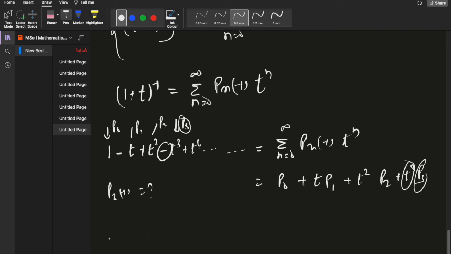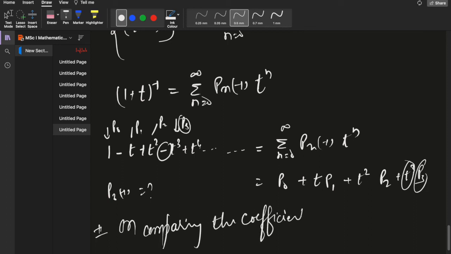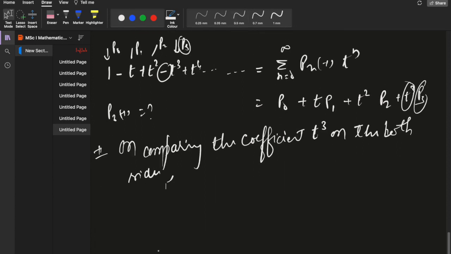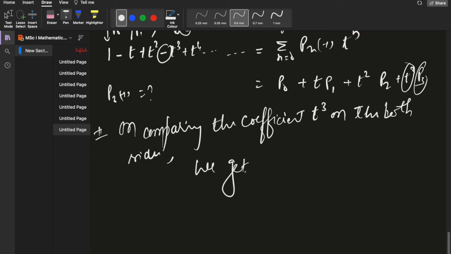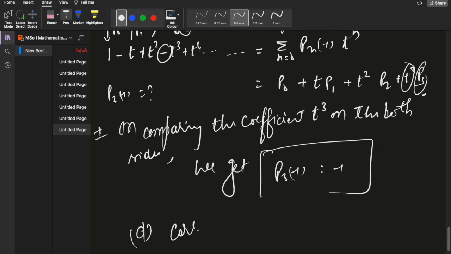So the correct option will be, or we just simply write here, on comparing the coefficient of t cube on both sides, we get P3 from here. So P3(-1) will give me minus 1 value. So the correct option is D.